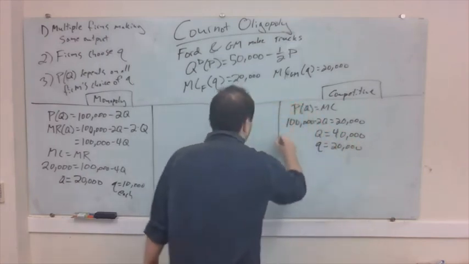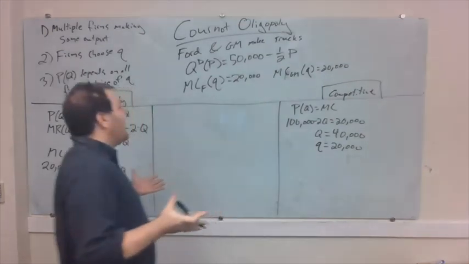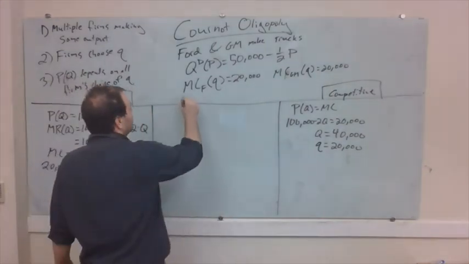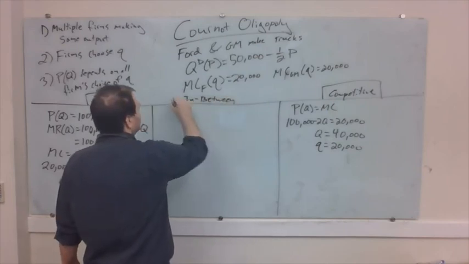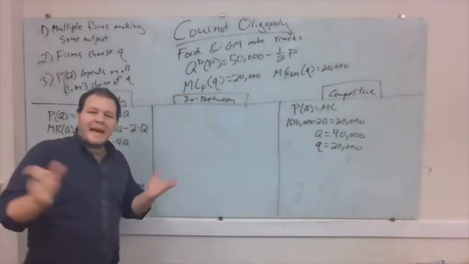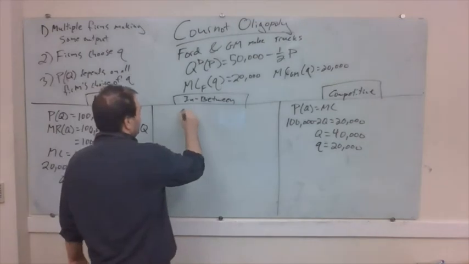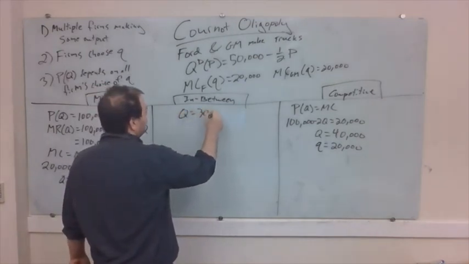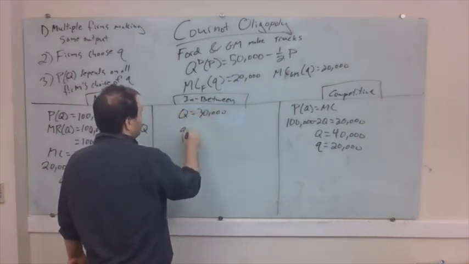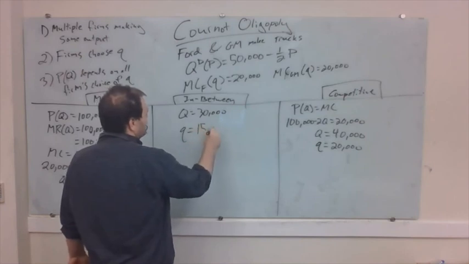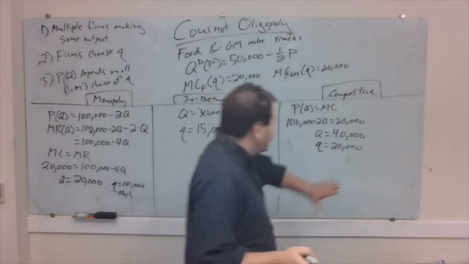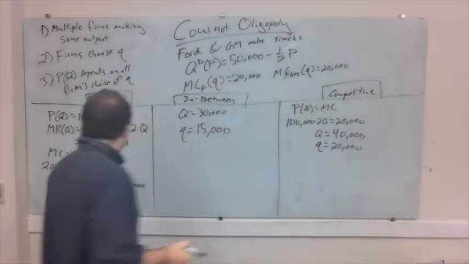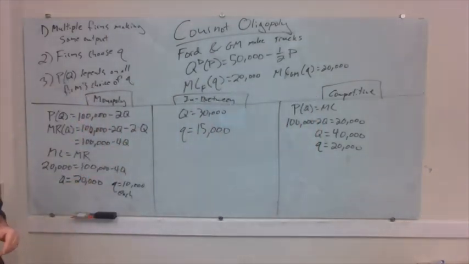And then we'll say the in-between, just pick out of a hat. Let's say that Q is going to equal 30,000. Little q is going to equal 15,000, right? Each company makes 15,000 trucks, just because it's somewhere in between what they do in a competitive market and what they would do in a monopolistic market.